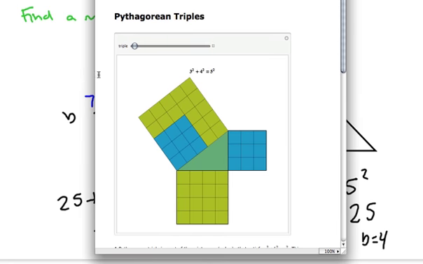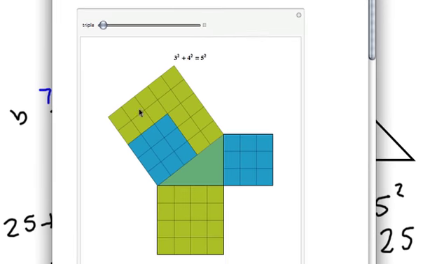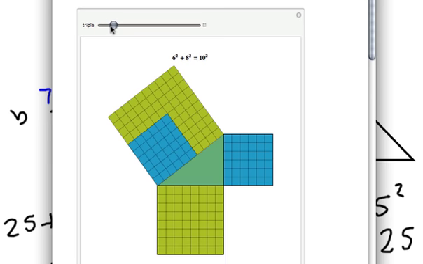Here's an example where 3 squared, these 9 squares, plus 4 squared equals the 25 squared. So our first triple is actually a 3, 4, 5 triangle. And our next triple, notice all we did, instead of 3, 4, and 5, we doubled everything. So 3 is 6, 4 is 8, and 5 became 10, and the relationship still holds. We can keep going.